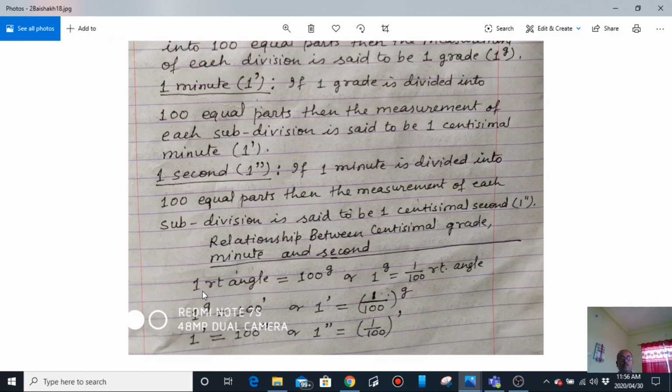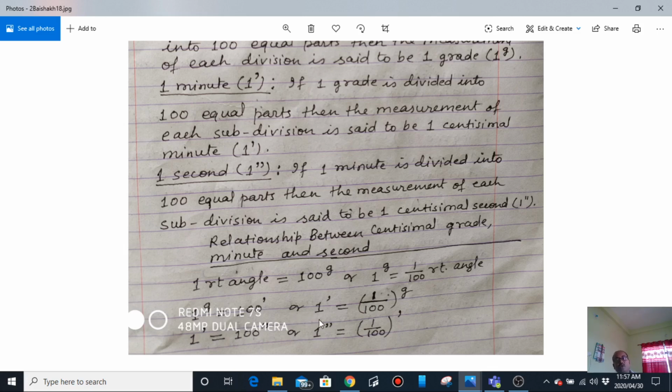Now let us see one right angle. One right angle is 100 grade. So if you see from left to right, 1 grade is 1 by 100 into right angle. 1 grade equal to 100 minute, or 1 minute equal to 1 by 100 grade. Similarly, 1 minute equal to 100 second, or 1 second is equal to 1 by 100 minute. This is all in centesimal system.